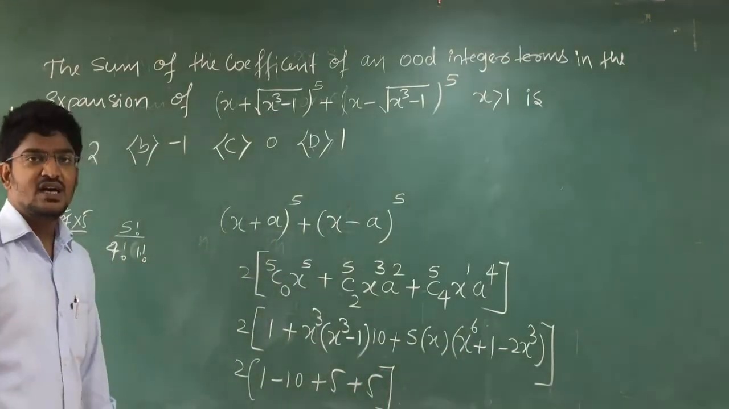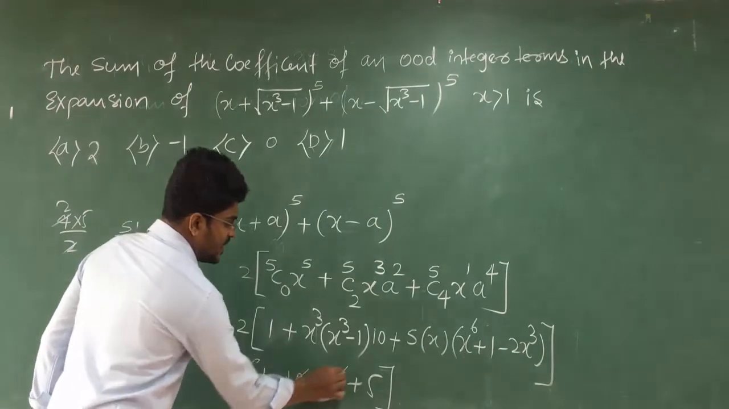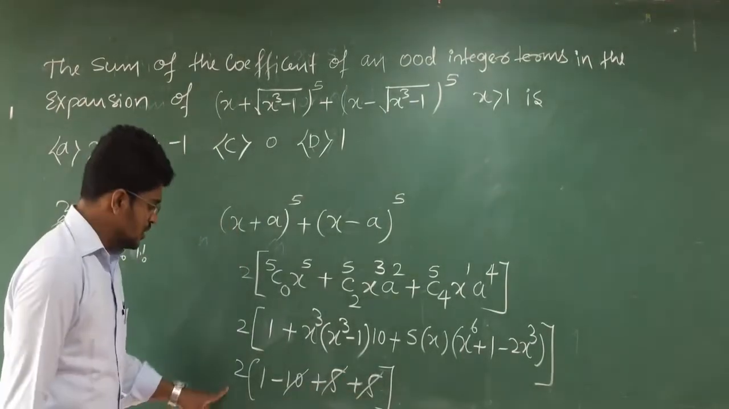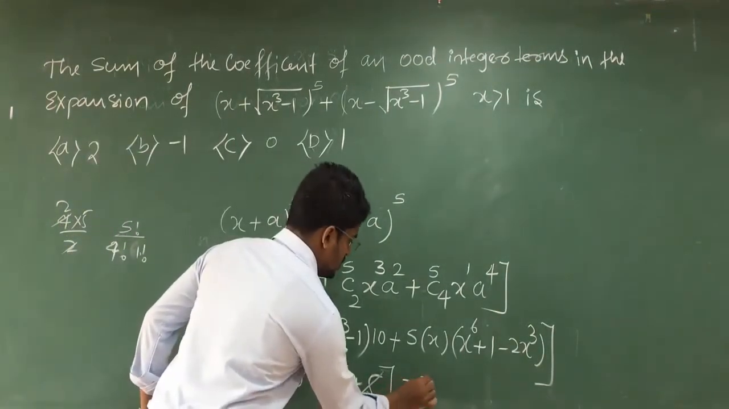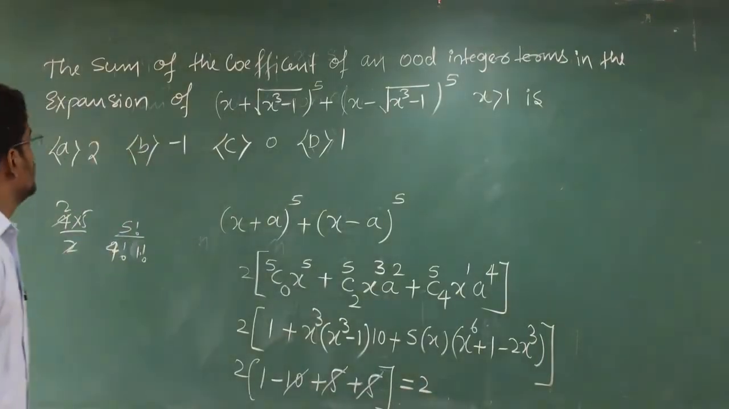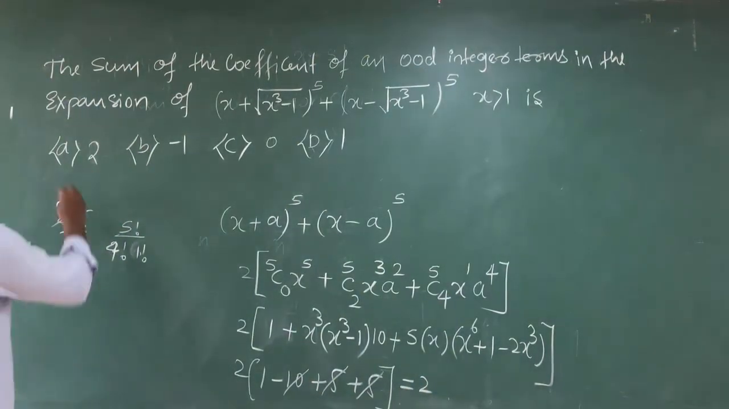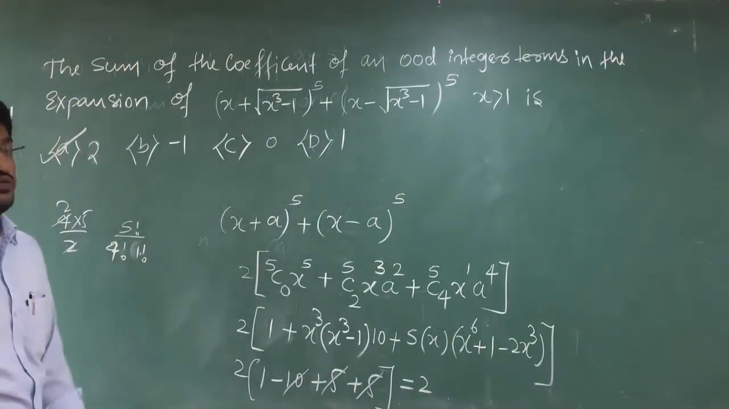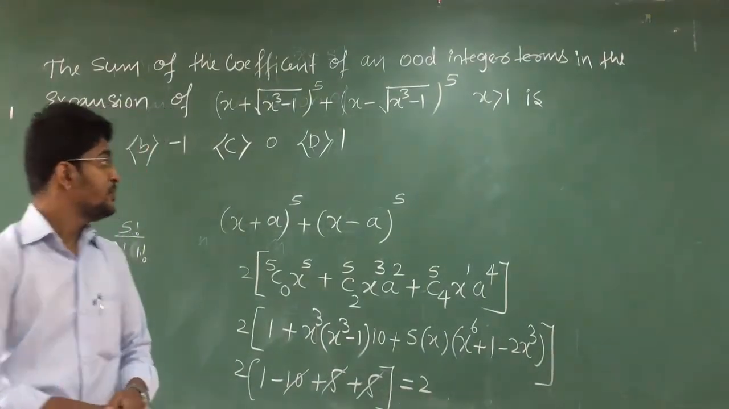So this will be the summation. Minus 10 and plus 10 will get cancelled. 2 into 1 will be equal to 2. So therefore your answer will be, that is option A. Answer will be 2. Clear?